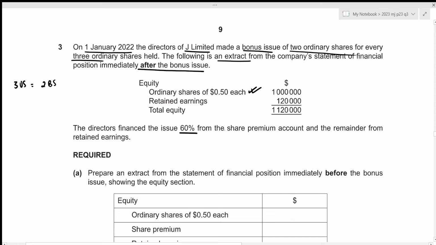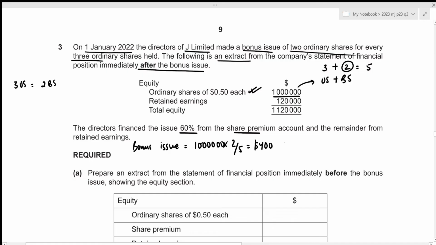Now the directors financed the issue 60% from the share premium account and the remainder from the retained earnings. So what we know in this case is that this includes both of our ordinary shares as well as the bonus shares. And we know that we gave out 2 new bonus shares for every 3 ordinary shares. So from every 5 shares, 2 of them will be bonus shares. So let's figure out the value of bonus shares, because 2 out of 5 of this amount will be our bonus issue. So the bonus issue is just going to be the total amount of 1 million multiplied by 2 divided by 5. And this gives the bonus issue's value to be 400,000.